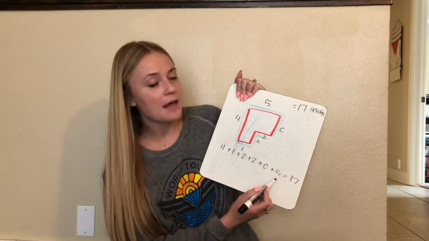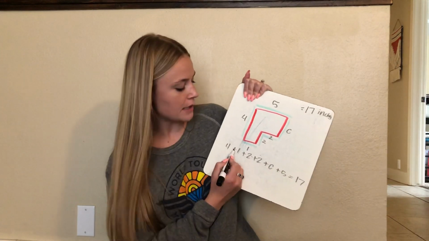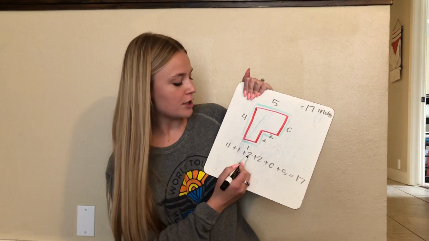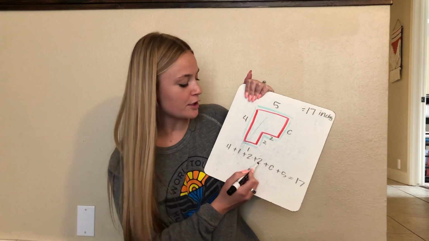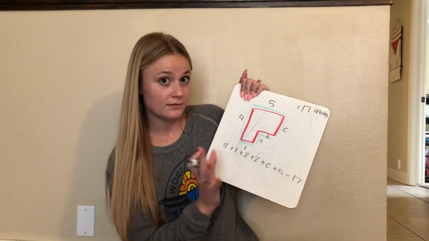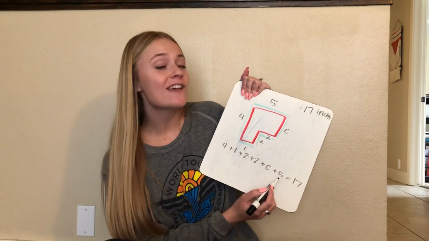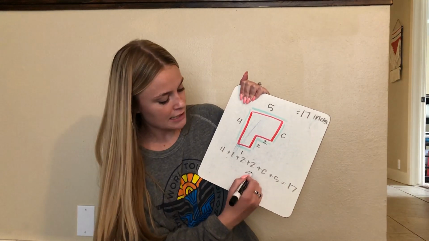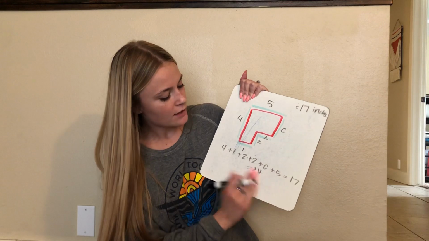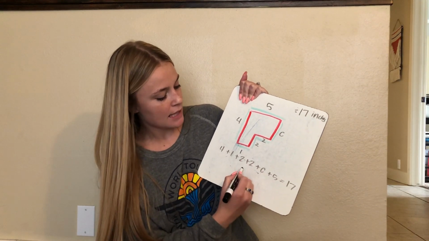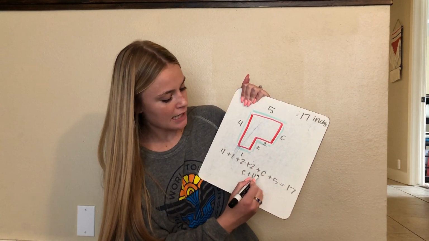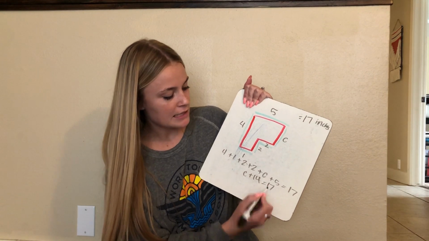So then I would add up everything that I know. 4 plus 1 is 5, 5 plus 2 is 7, 7 plus 2 is 9. Can't add C because I don't know what it is. So then I do 9 plus 5 equals 14. Okay, so actually I would say C plus 14 equals 17.